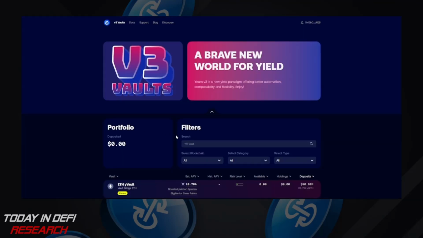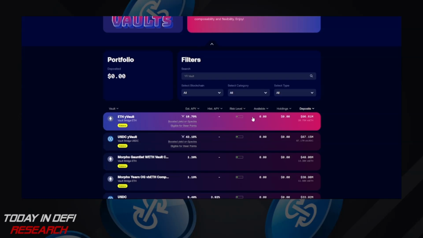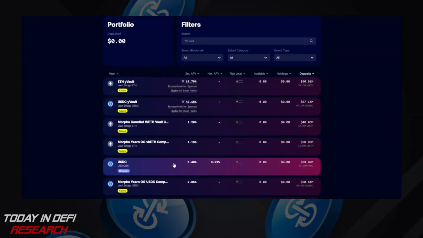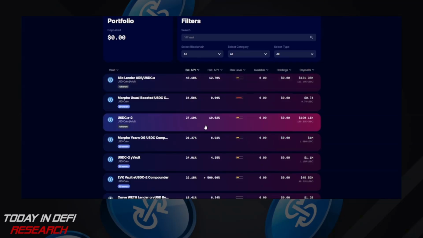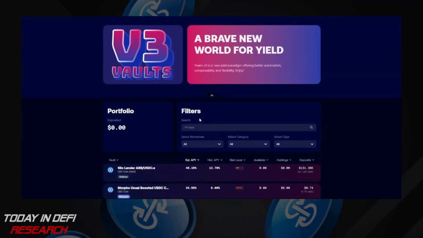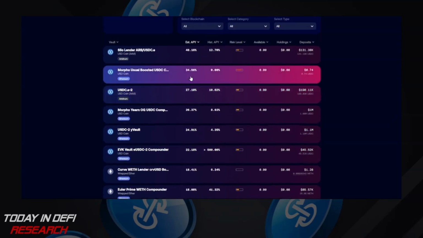So V3 vaults here are really straightforward and a really simple product compared to the V2 vault, and that's their main idea here. On this interface, it's very smooth to use. For example, you can filter through the estimated APYs for each of the farms here and each of the vaults here.